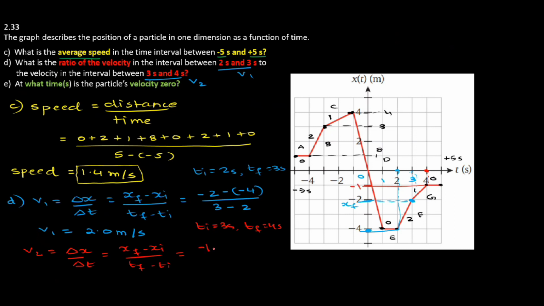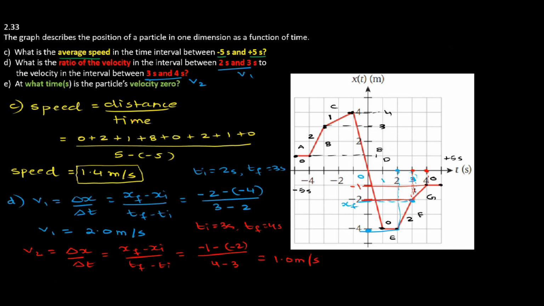Put negative 1 here minus initial position. Go to initial time, which is 3 seconds. And at 3 seconds, find what is the position value for the graph. So from 3 seconds, go down on the graph. Check the y value, which is negative 2. Divide by 4 minus 3. And when you solve this, you get the value of velocity v2 as 1 meter per second.